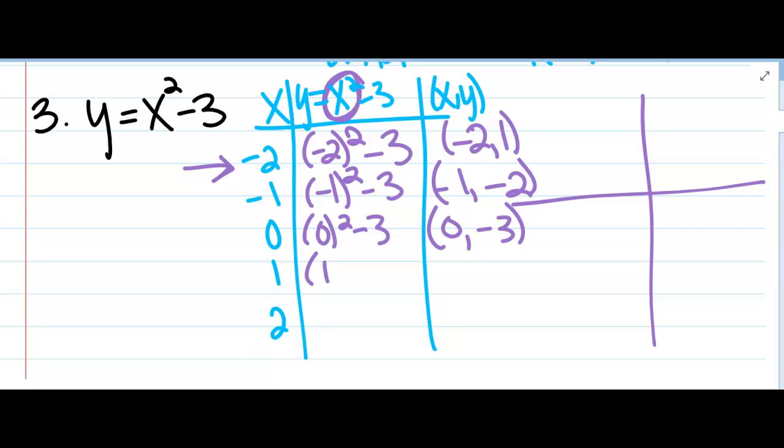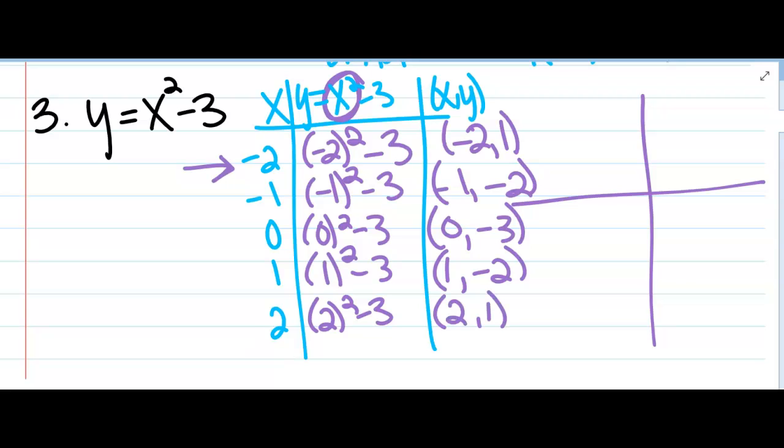When I plug in 1, we would take 1 squared minus 3. 1 squared is 1. 1 minus 3 is -2. So we would get this point 1 comma -2. And when I plug in 2, we would take 2 squared minus 3. 2 squared is 4. 4 minus 3 is 1. So you would get this point 2 comma 1.